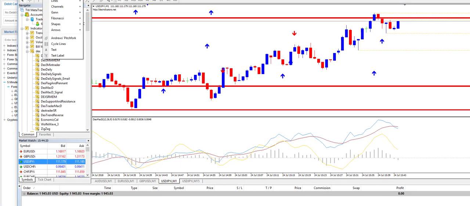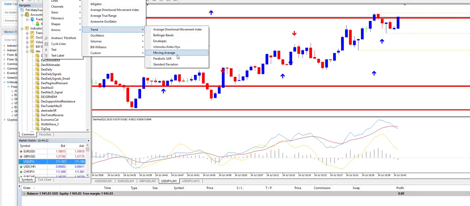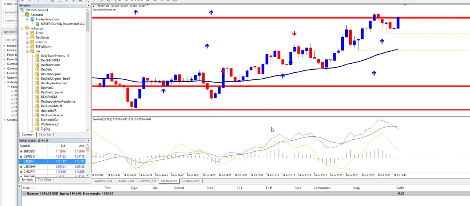I'm going to insert and put a moving average here as well. The MACD has sort of a moving average happening here in this middle band, as you can see. But it sits at 26.